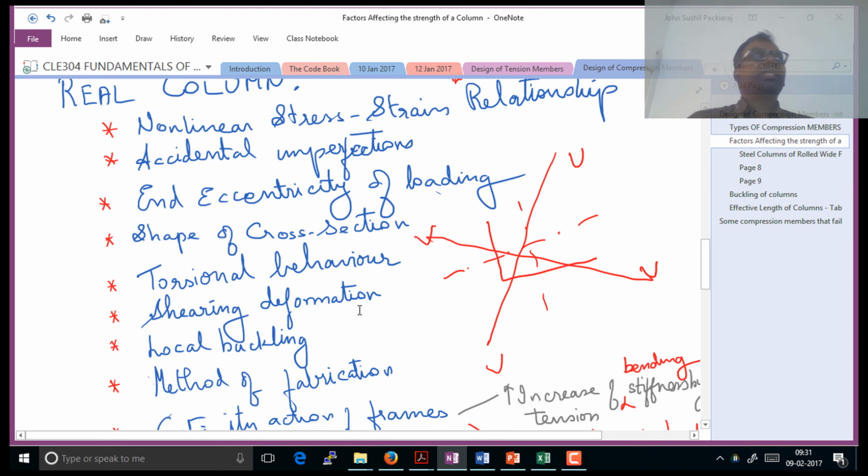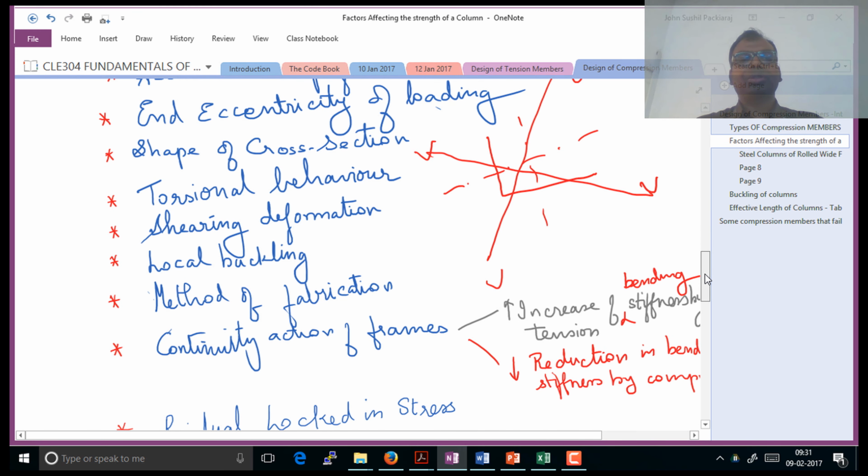Again, there is a torsion which occurs. The torsion is the twist, which will come as we go on. Because a section, when it's compressed, need not only bend, it can also twist and fail. Again, shearing, deformation, local buckling, like the photograph which I showed you.